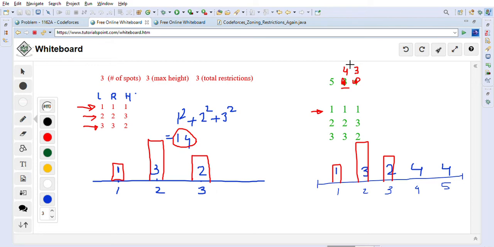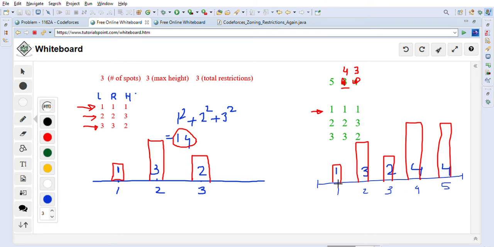Because we want to maximize our profit, we will build 4 height houses here, right? So this will have 4 height for both 4 and 5, because there are no zoning restrictions here. The only restriction we have is that our height cannot be more than 4, right? So this is how we can build the houses in this one.